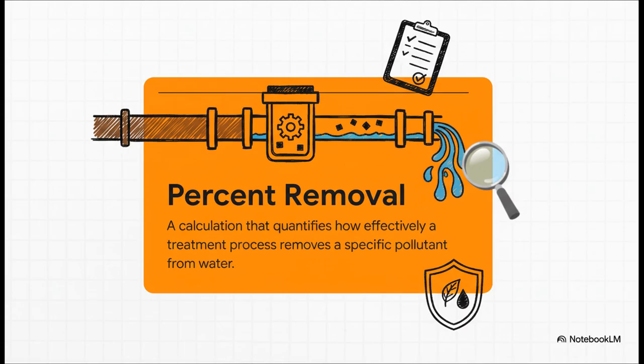It's called percent removal, and you can honestly just think of it as a report card for the treatment process. It gives you a grade, telling you exactly how well the system is getting rid of specific pollutants. And this isn't just for tweaking the process. This number is critical for proving you're in compliance with environmental regulations.